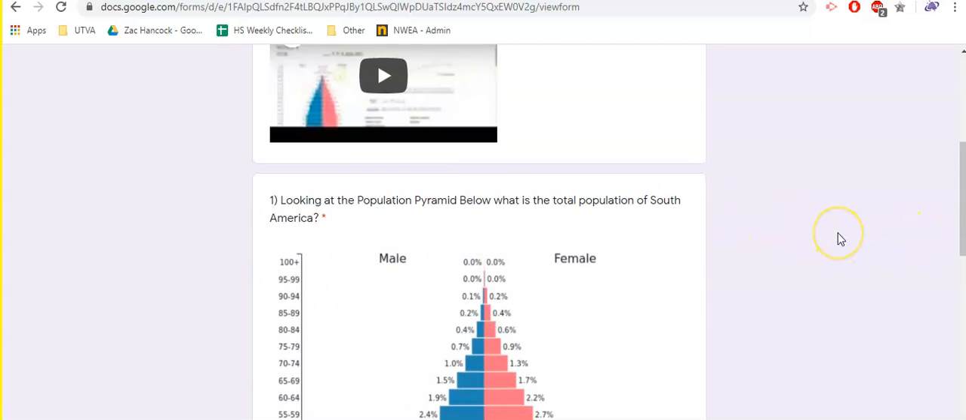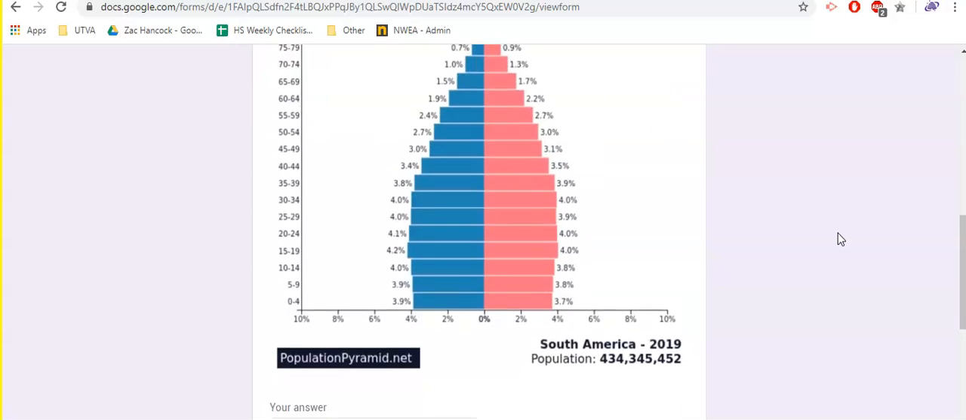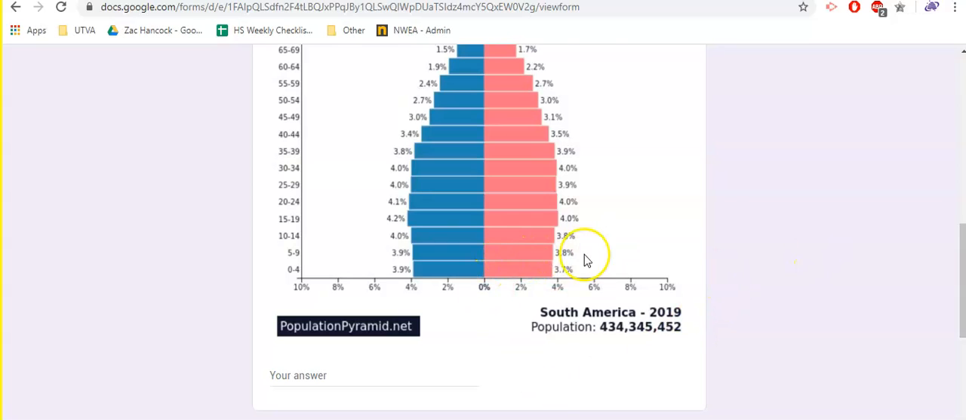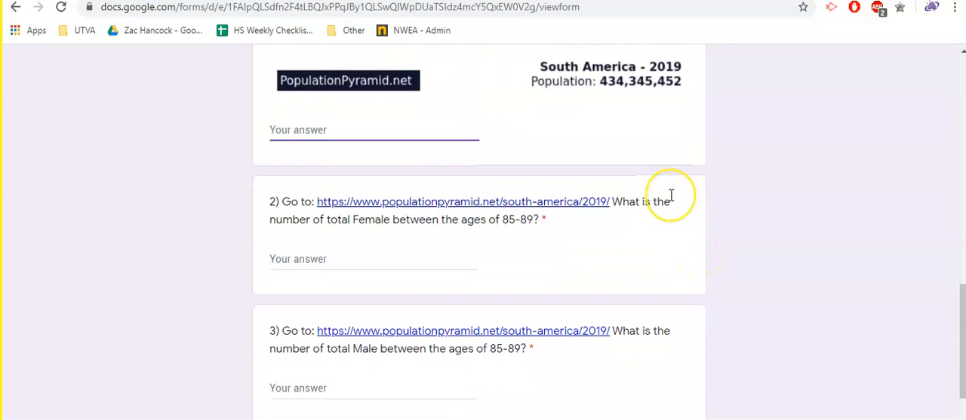Looking at the population pyramid, okay, you have to find the total number of population of South America, okay? Remember where to find that. If you can actually see my cursor, I'm showing you where that's at, okay? So you just put that in as your answer right there, okay? Make sure you put in the commas and stuff too, please.